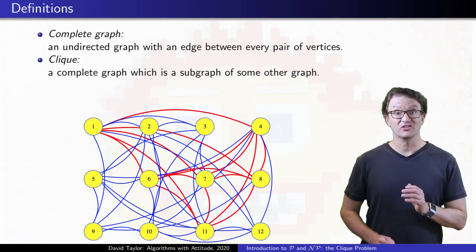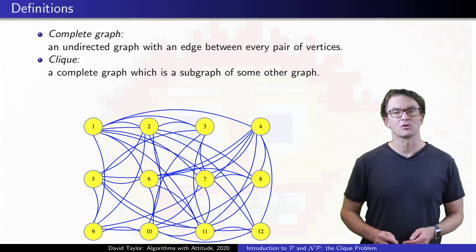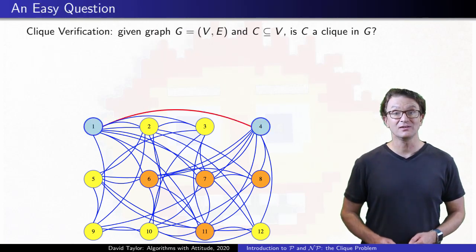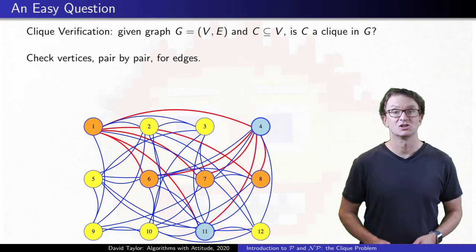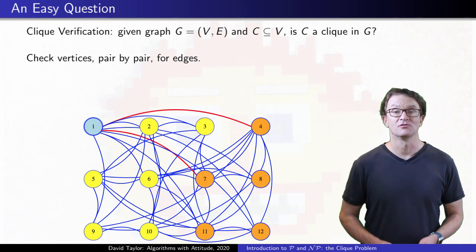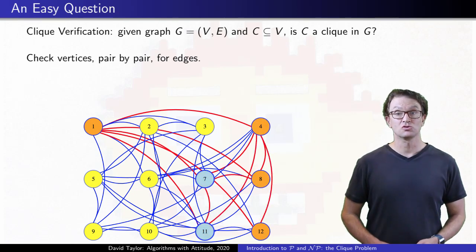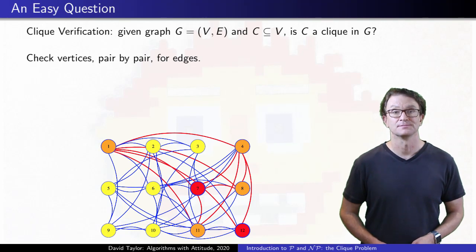When our size 6 clique is hidden within a larger graph, it's harder to spot. But if somebody tells you that some set of vertices in the graph is a clique, it's easy to verify. You can go through each pair of vertices in the set to check that there's an edge between them. If it is a clique, we get through the entire set and verify it. If somebody gives us a set that isn't a clique, when we get to a pair of vertices that has no edge, we figure out it isn't a clique.